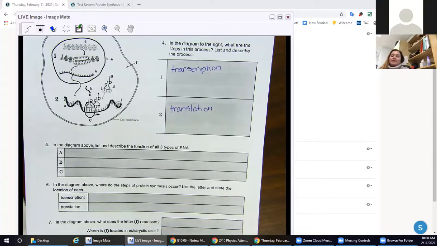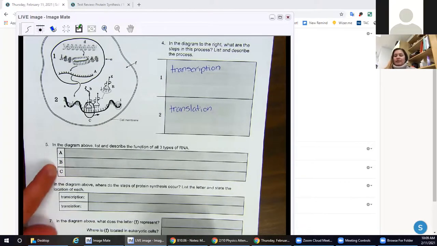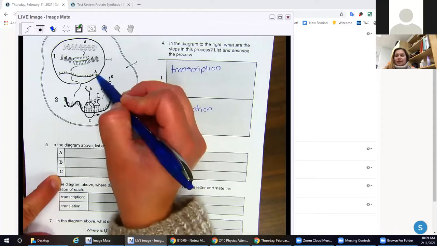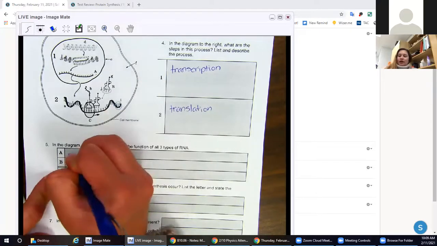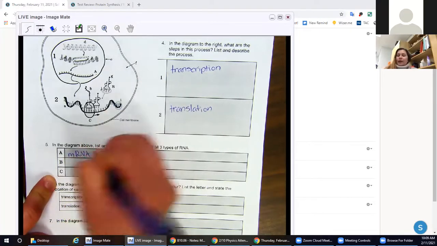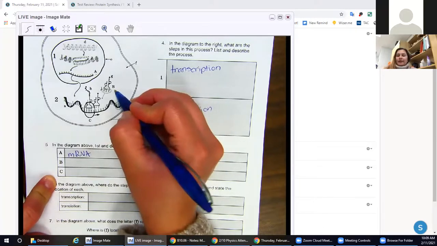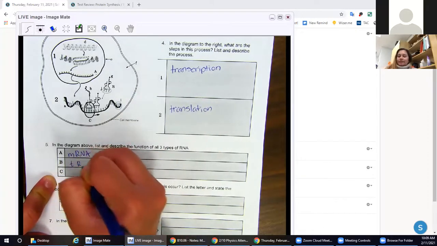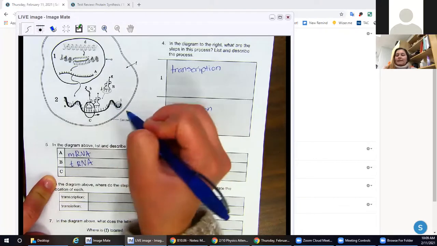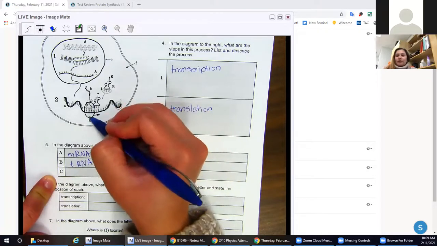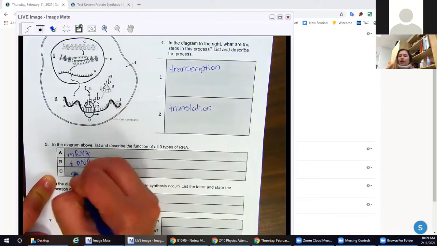Number 5, in the diagram above, list and describe the function of all 3 types of RNA. So we have A, B, and C. A is right here. That's mRNA. B is right here. That's my tRNA. And C is right here. That is my rRNA.